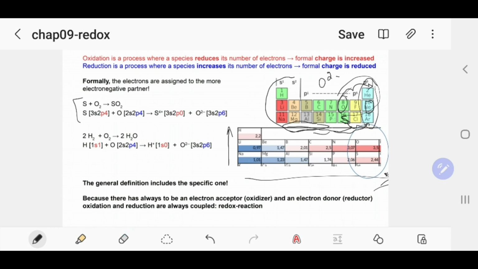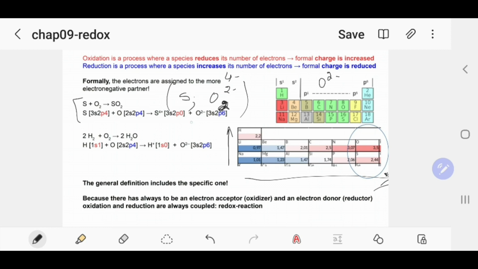So if we take a look here again, in this case, the oxygen becomes O2 minus. And by this, we can deduce the charge of the sulfur. So we have S and we have O2, right? And the oxygen has 2 minus, which means 2 minus times 2, because we have 2 oxygen atoms in the sulfur oxide compound, gives us in total 4 minus.